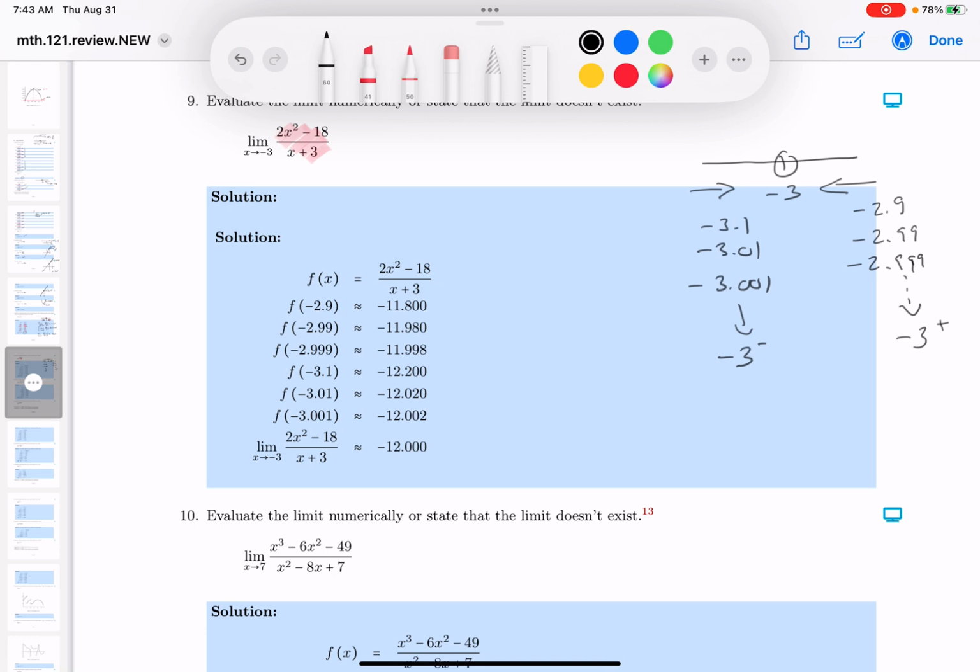Now, I did the numerical computation, with minus 2.9, minus 2.99, this sequence over here, and I got these numbers over here, all right? So someone said, I have no idea where they're going, but the bottom line is, if I were looking at the limit as x approaches minus 3 from the right side of 2x squared minus 18 over x plus 3, I'd be looking at this sequence of numbers.